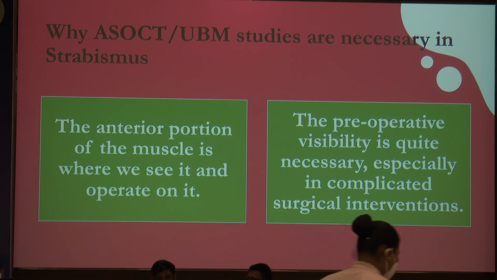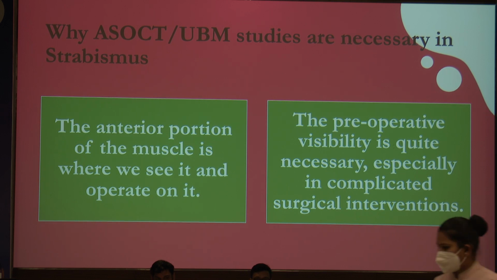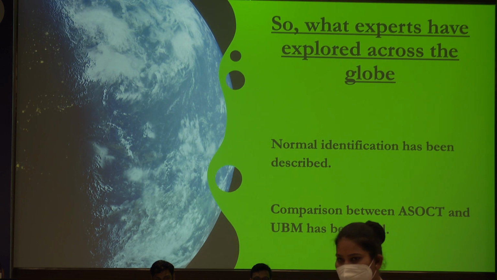But your CT scan and MRI are not able to identify the anteriormost portion of the muscle. But AIOCT can do that, even UBM does that. So pre-operatively, if you are able to do it, can we get some kind of sensible knowledge which can be used for surgical planning? So that is my research question, right?